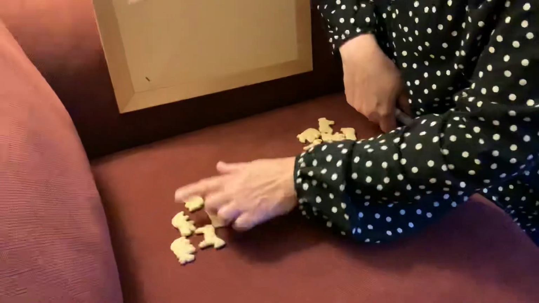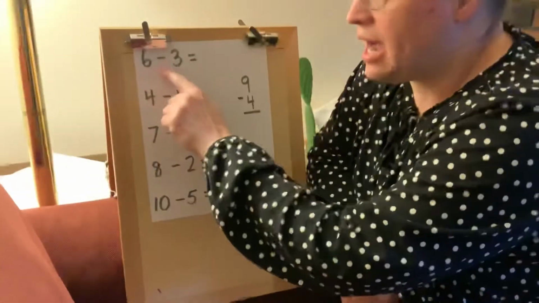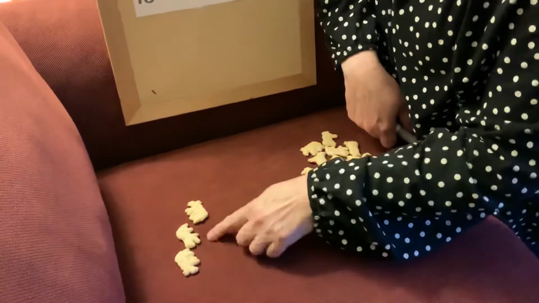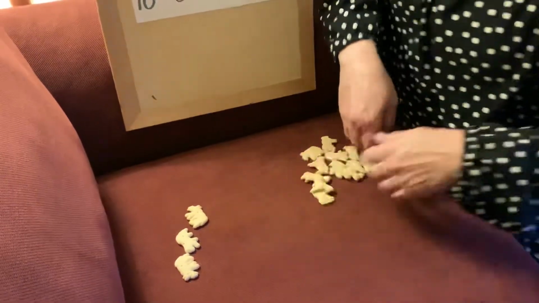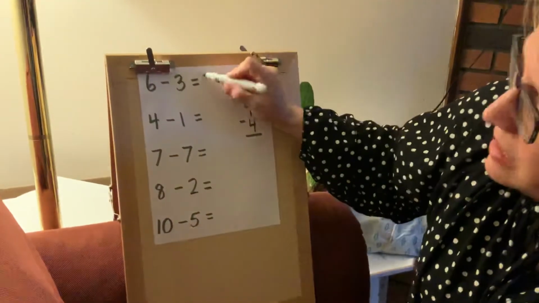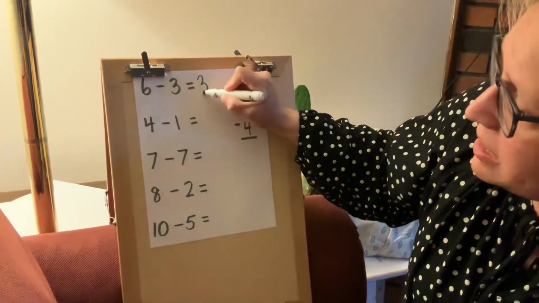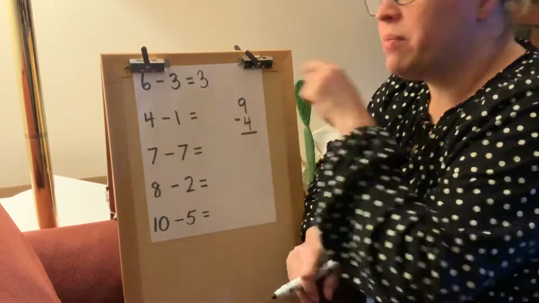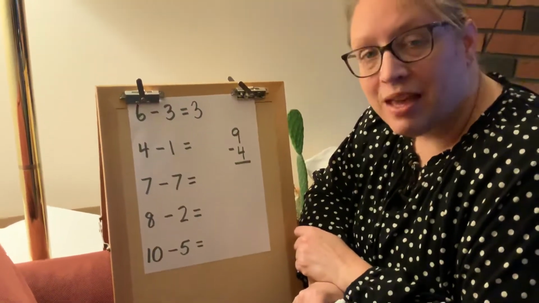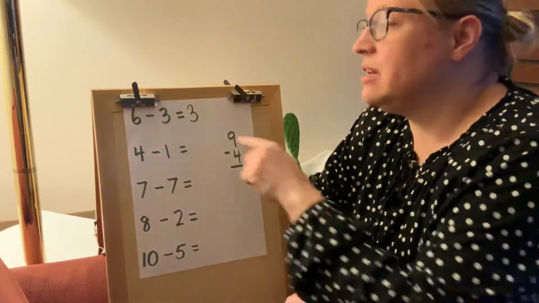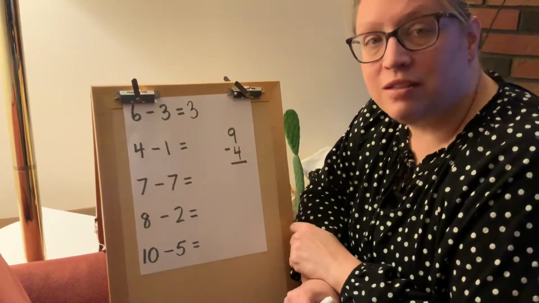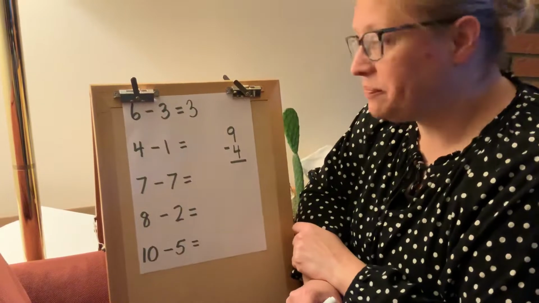So here's my 1, 2, 3, 4, 5, 6. I need to take away 3. 1, 2, 3. How many are left? I have 3 left. 6 minus 3 equals 3. The answer that you get when you're doing a subtraction problem is called the difference. So this 3 is the difference of 6 minus 3.